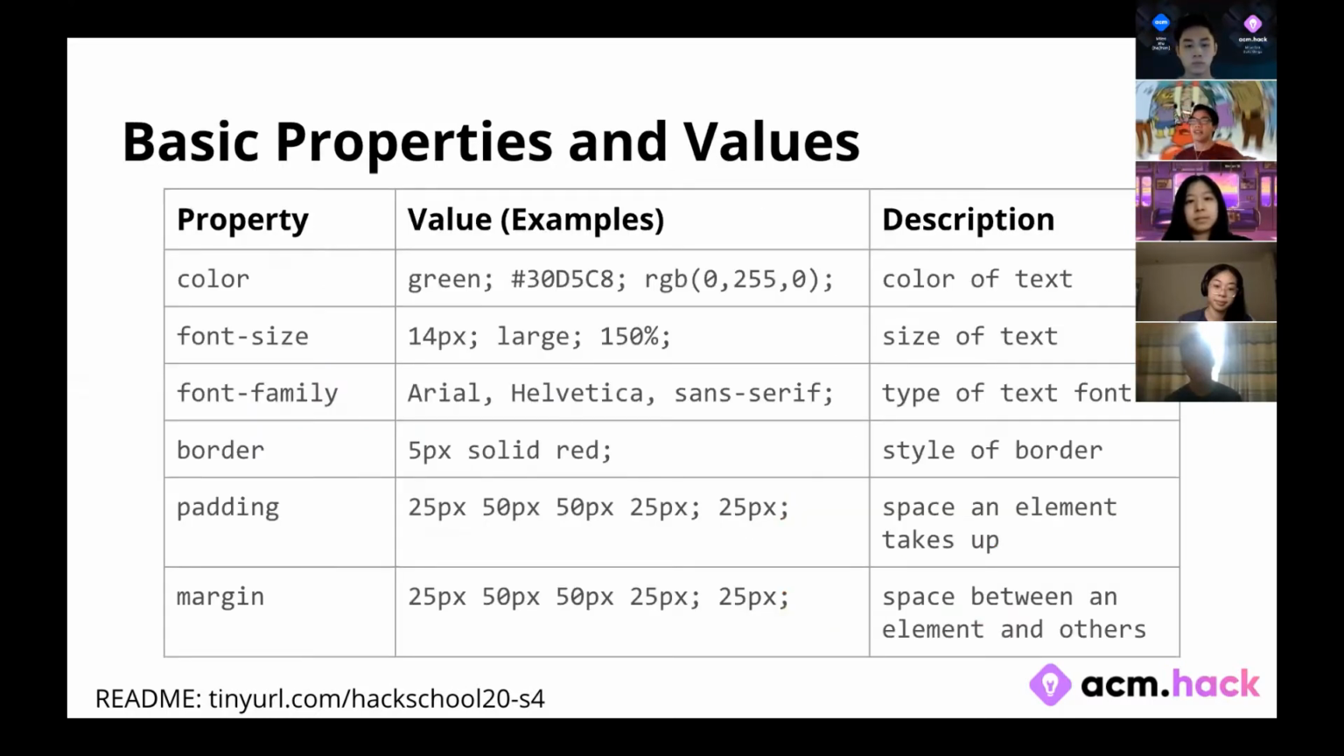So here is an entire table of basic properties and values. I won't be going too much into detail about each one of these, but this will always be here for reference. And again, it's one Google search away. Just going down the list, color is what we just saw, which sets the color of the text. Font size sets the size of the text, so how big it is. Font family is the type of the text font, so like Arial or Comic Sans. Border is the style of the border, so what is wrapping around the HTML element. Padding is the space the element itself takes. And finally, margin is the space that the element has between other elements on the web page.